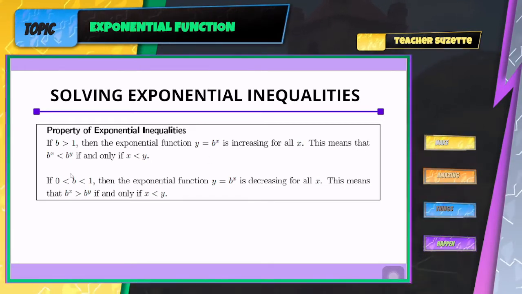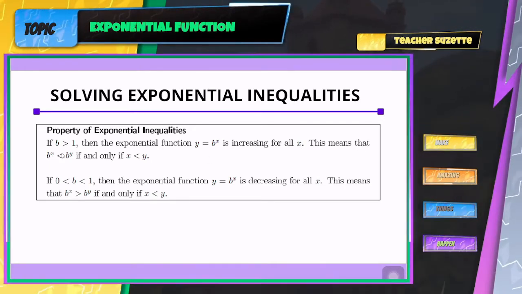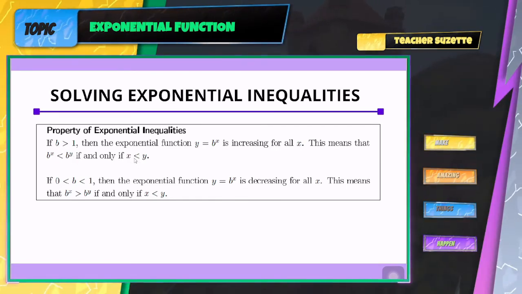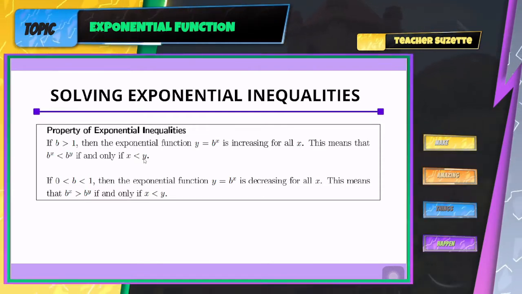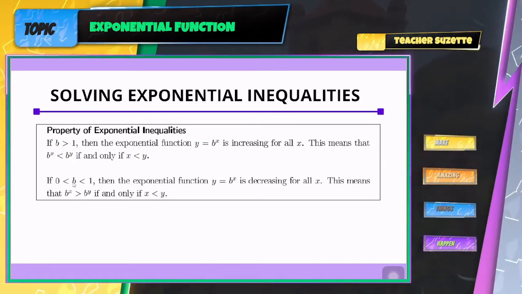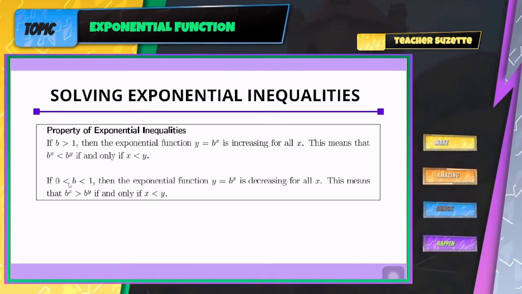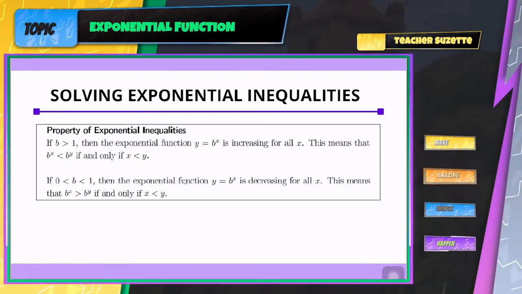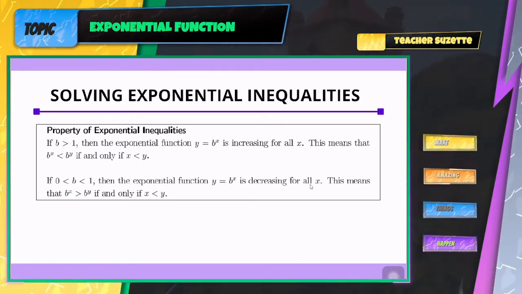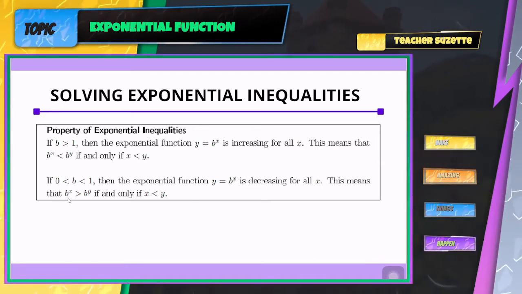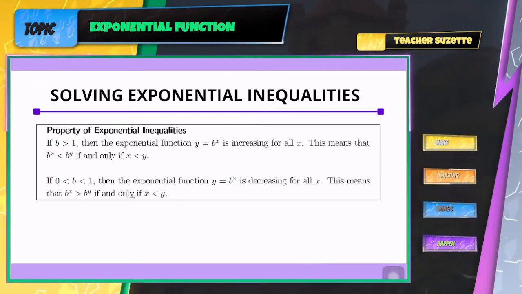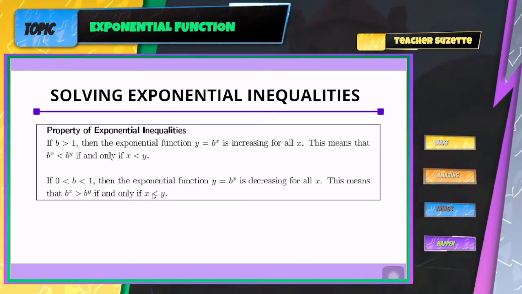This means that if you have b raised to x less than b raised to y, if and only if x is less than y. Then, the other property of exponential inequality is if you have b between 0 and 1, or b is greater than 0 but less than 1, then the exponential function y is equal to b raised to x is decreasing for all x. This means that b raised to x is greater than b raised to y if and only if x is less than y.